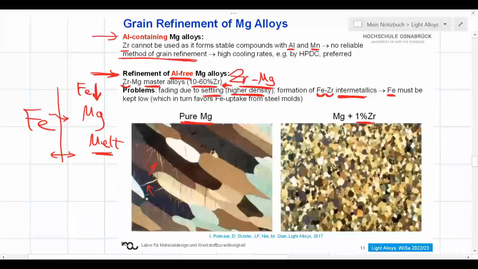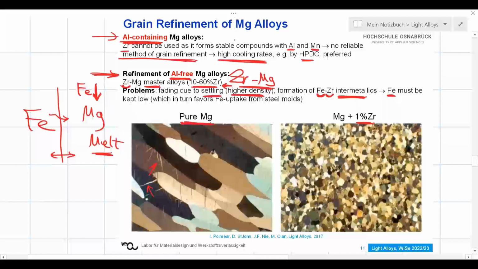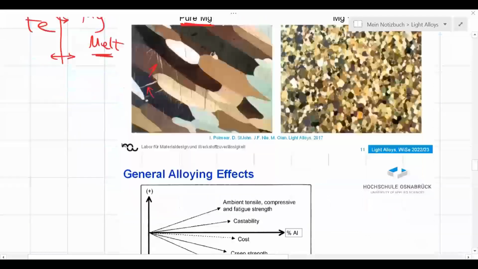Right? So what we could do is to aim for high cooling rates. Instead of using a sand mold, we could think about a metallic mold, and also high pressure die casting. It gives a very high cooling rate, and by that we could get grain refinement. Good. Therefore, it matters if you are considering aluminum-free magnesium alloys or aluminum-containing ones. So this method, zirconium, is not going to work for AZ types of alloys, right? If you got this alloy, for example, due to the presence of aluminum, and these are very important magnesium alloys, we cannot use zirconium as grain refiner.